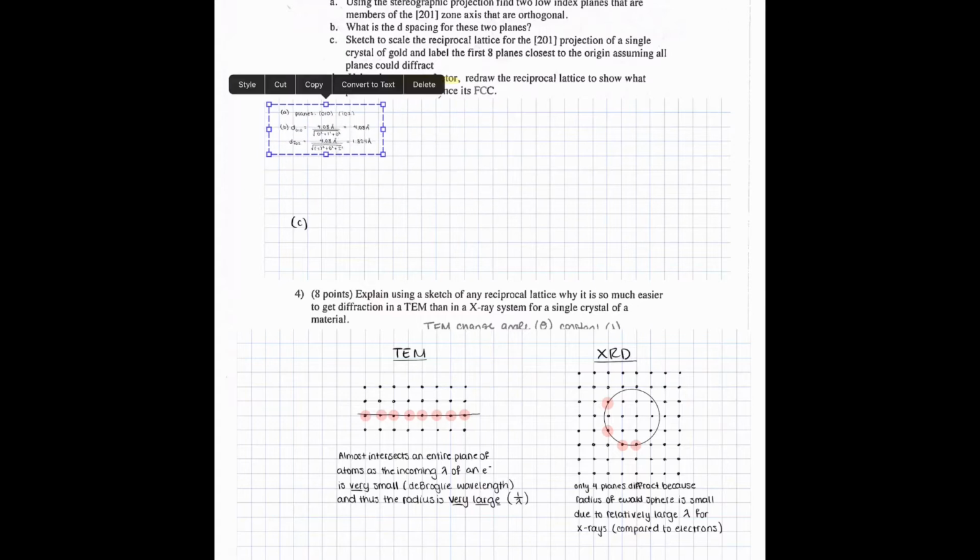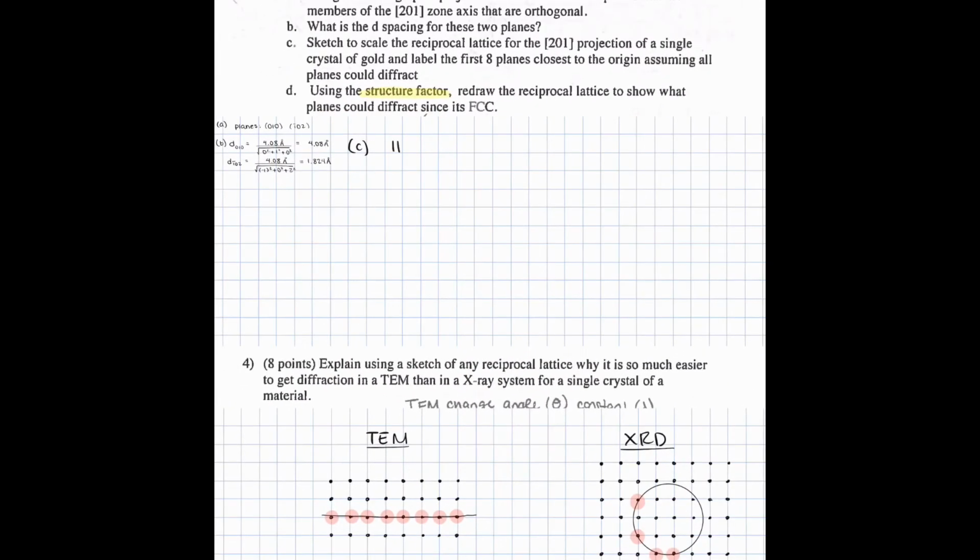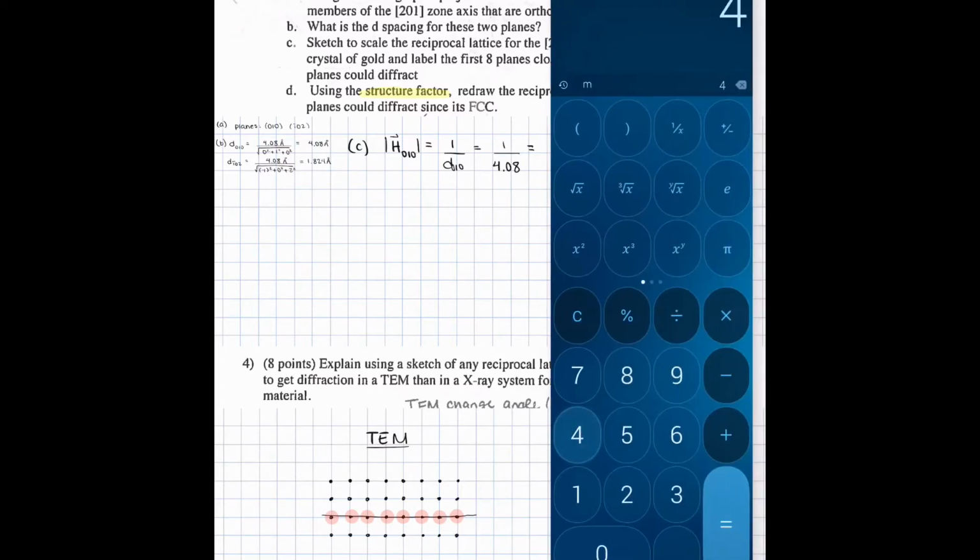Alright, so I'm going to go ahead and move this to the side so that we have a little bit more space to work with. Part C is going to ask us to sketch the reciprocal lattice for the 201 projection. And we're going to label the first 8. I want to do a couple more planes just so we can get practice of labeling planes, but you don't have to do as many as I do.